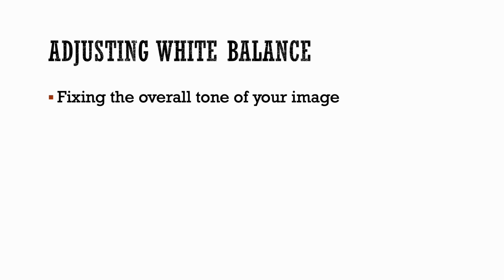Adjusting the white balance is a skill that we need to learn how to do. Basically, adjusting the white balance is fixing the overall tone on your image. If you've taken a picture that you like, but it turns out when you look at it on your computer, you say, oh my gosh, because of fluorescent lights, it's too blue, you can actually fix that. And there are easy ways to do that in Photoshop.